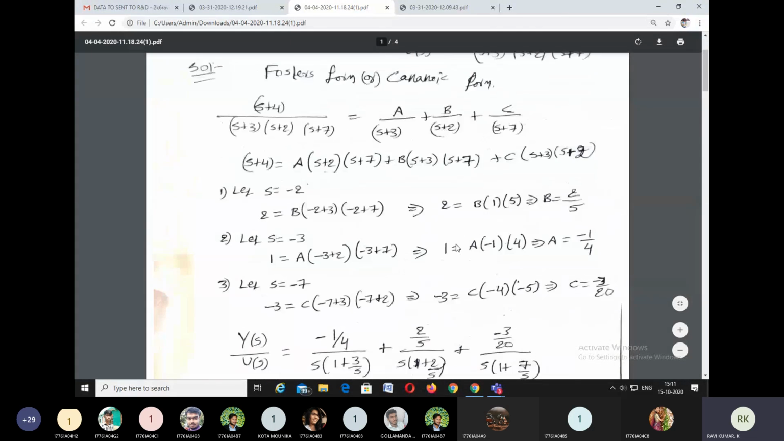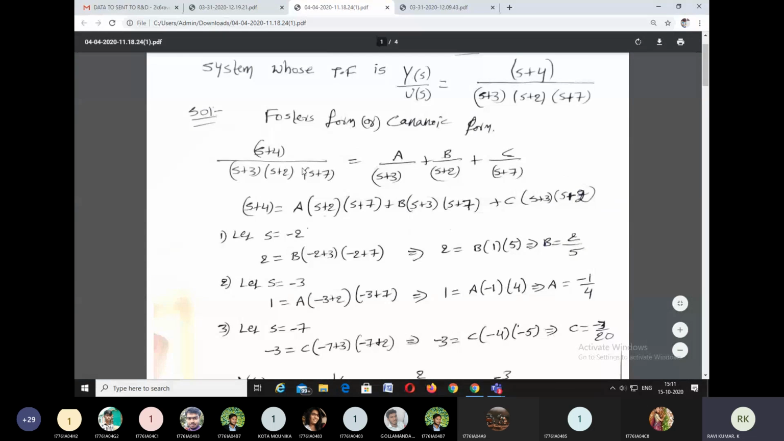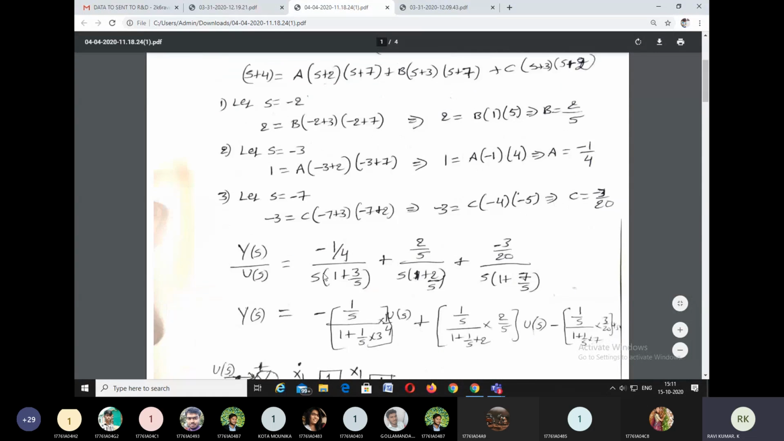So now here, what I am doing is, see, this is the matrix. But here observe this one, Y(s) by U(s) is this one.